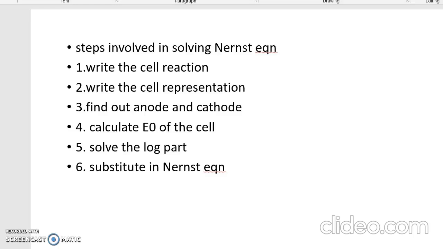Steps involved in solving the Nernst equation. First one, write the cell reaction. Second step, write the cell representation. Third one, find out the anode and cathode of the cell reaction. Step 4, calculate the standard reduction potential, that is E naught of the cell. Solve the log part separately and substitute in the Nernst equation.